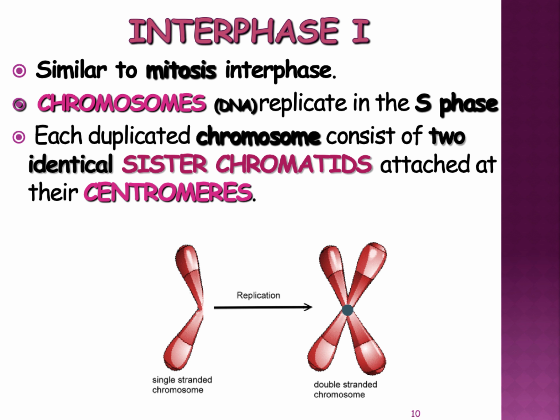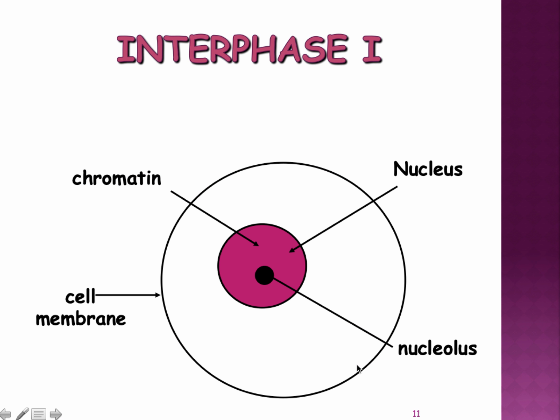Okay, so interphase 1, it just kind of looks like mitosis interphase. You see DNA replication happening, and then you'll get those 2 identical sister chromatids, right? That's what's happening in interphase 1. Okay, they're attached to the centromere. You could remember centromere, center. Okay, and so this is what happens at interphase 1.